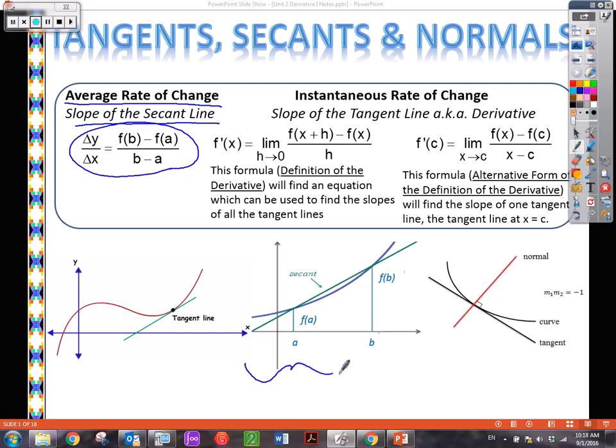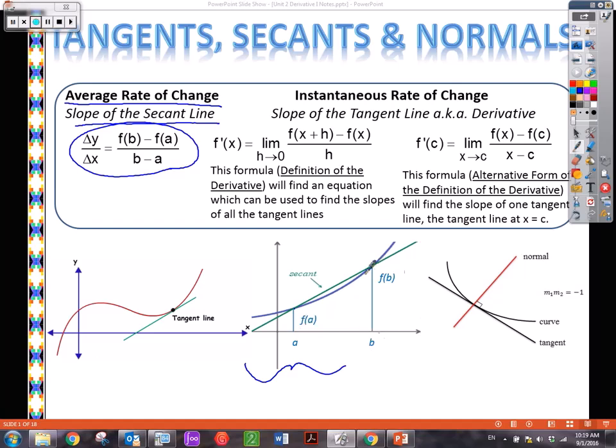If you look right here, see the green line right here is our secant line. If you recall from geometry, a secant line is like a line or a chord that touches the figure in two places. So that's a secant line. And notice that here the green line is attached at A and B.